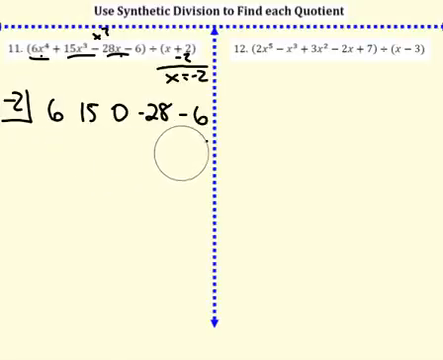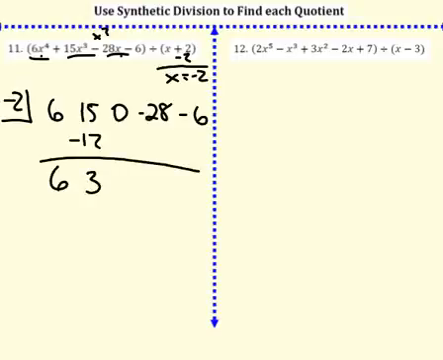That does not give me enough room. Drop the 6. You're going to have 6 times negative 2 is negative 12. This is going to be 3. 3 times negative 2 is negative 6. Negative 6 dropped is negative 6. This is going to be a positive 12. 12 and negative 28 is negative 16. Negative 16 times negative 2 is a positive 32, which makes this 26.